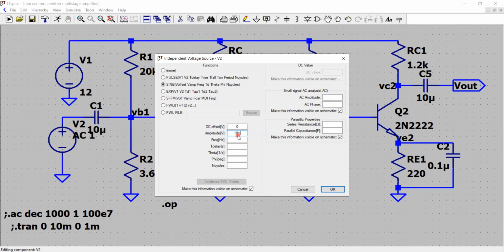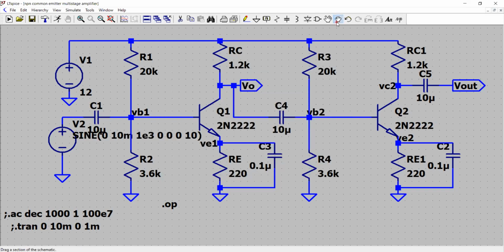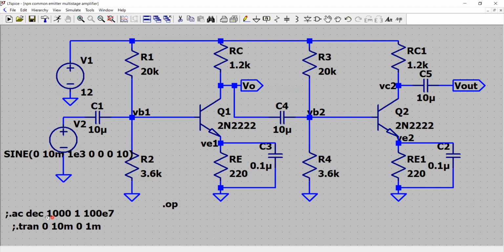So it means the output should be 25 times that. That is 250 millivolt peak I should have at the output. And frequency, let's say 1K. And I want, let's say, 10 cycles. I will click OK. Now I have provided a sine wave source that I place somewhere here, and then I will reopen my time domain analysis.